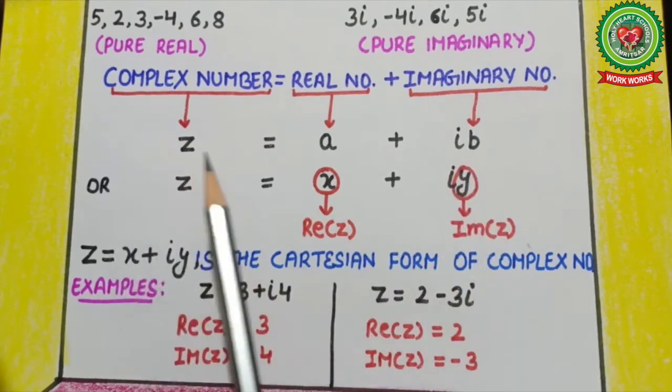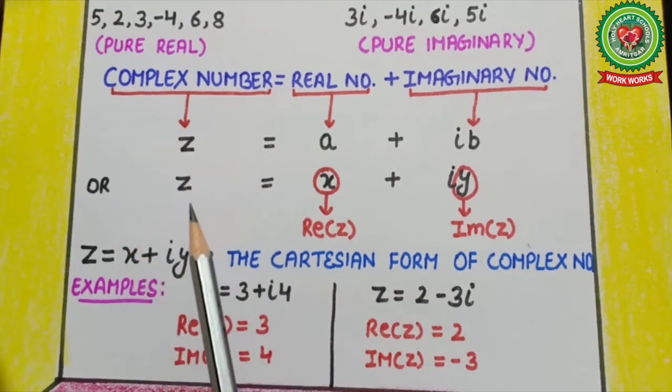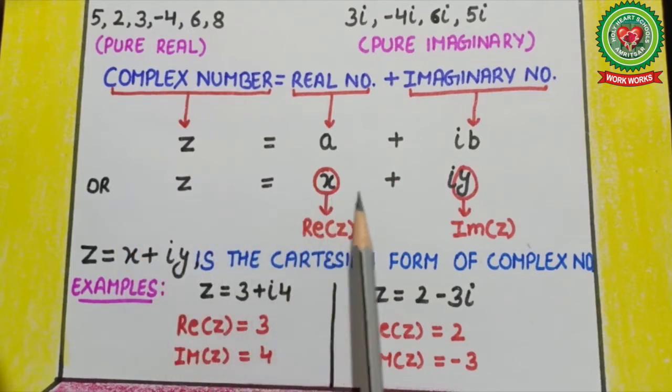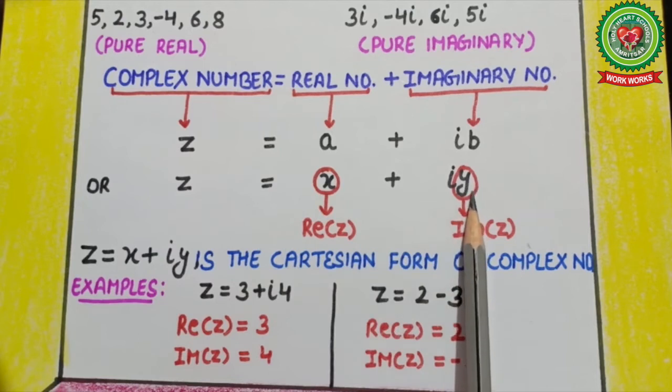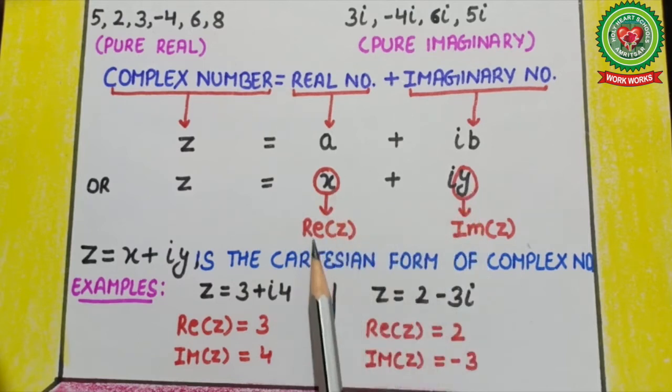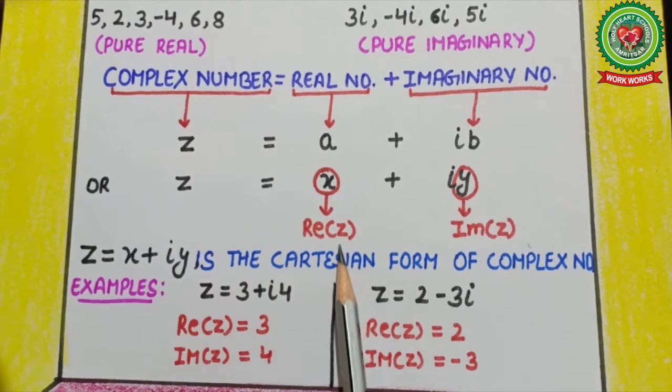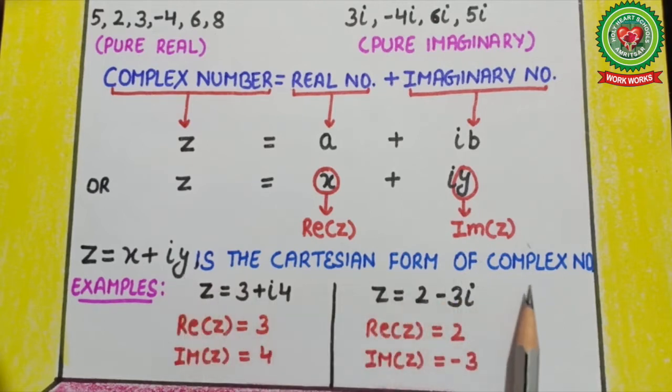Then other representation is Z equals to x plus iota y. So x is a real part of complex number and y is imaginary part of complex number. So Z equals to x plus iota y is the Cartesian form of complex number. So our first type is find real and imaginary part from the complex number.